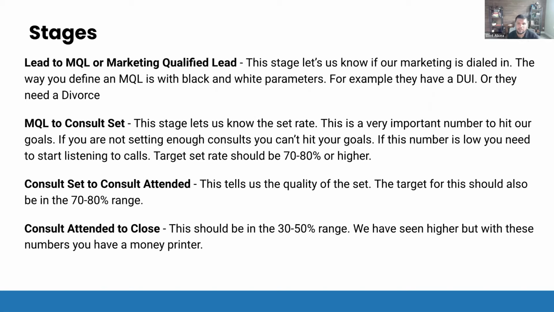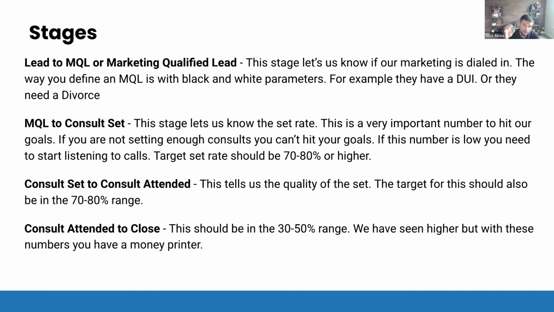Now, the MQL to consult set stage lets us know the set rate, and this is an important number to hit our goals. If you're not setting enough consults, you really can't hit your goals. If this number is low, you probably need to start listening to phone calls and see why we are not getting more appointments set. The target set rate should be 70 to 80%, so 70 to 80% of your MQLs are setting an appointment and they're on the calendar. All right, that's an important metric.